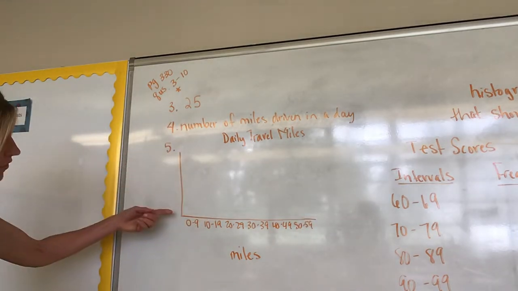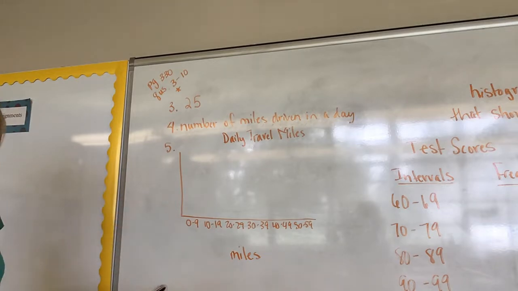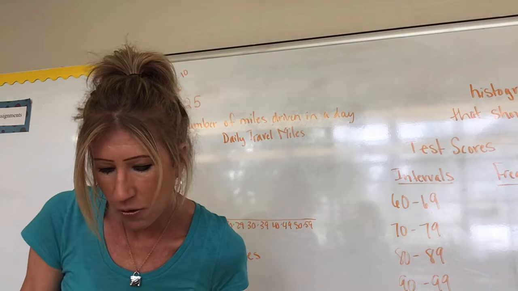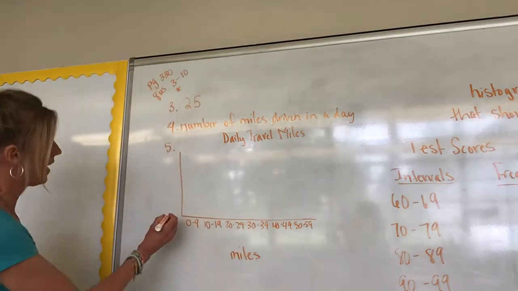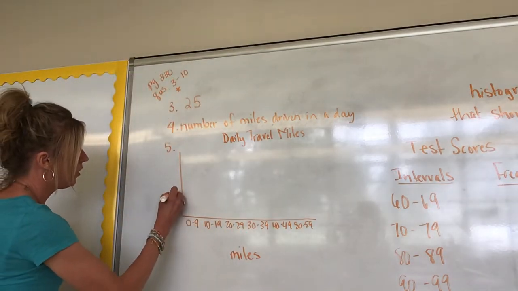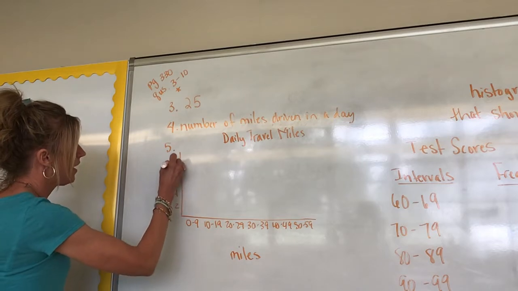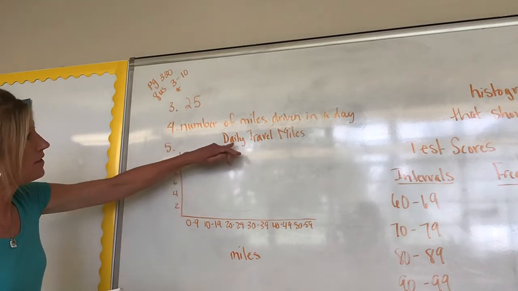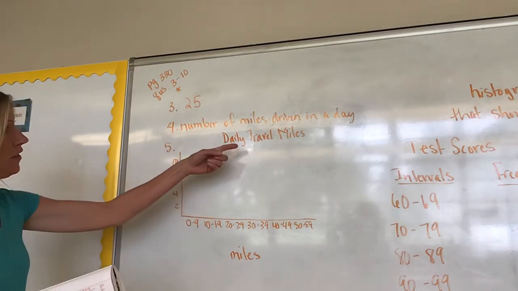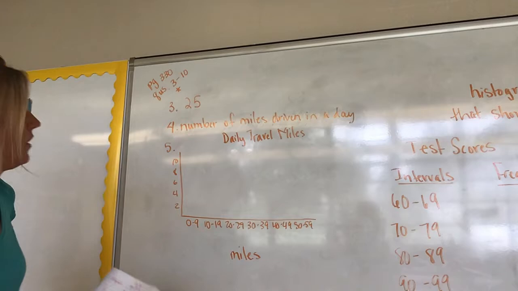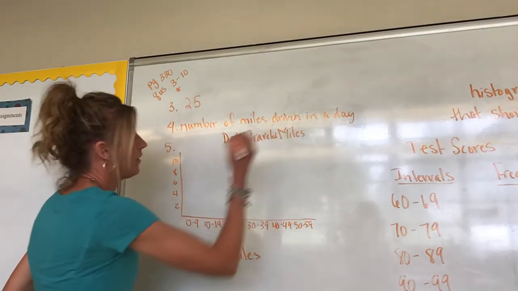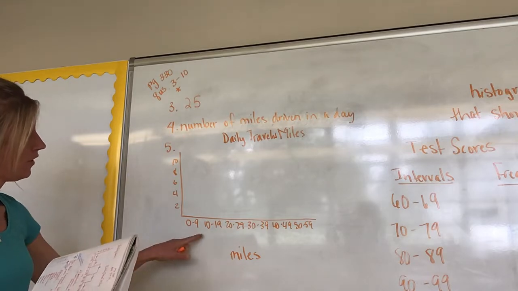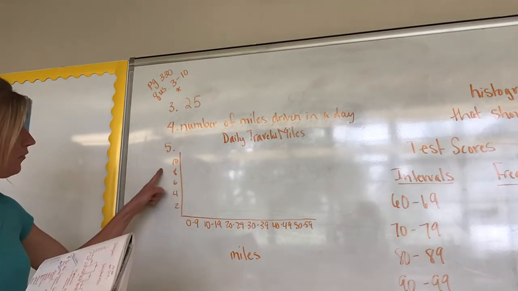Now if we're going to construct this histogram, we're going to look at our frequencies, and the highest frequency we have is an 8. So we could probably just count by 2s: 2, 4, 6, 8, 10. And we could just do our frequencies that way. Okay, I put daily miles traveled. The daily miles traveled, here are our intervals, and then here would be our frequencies.